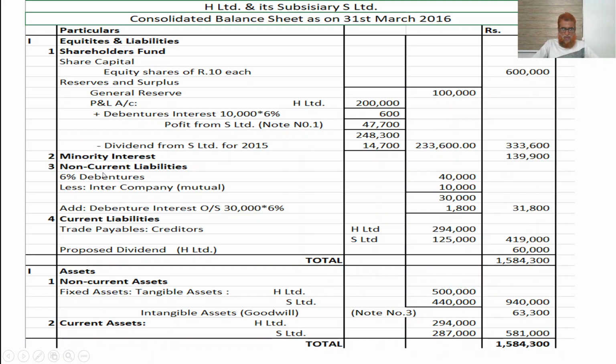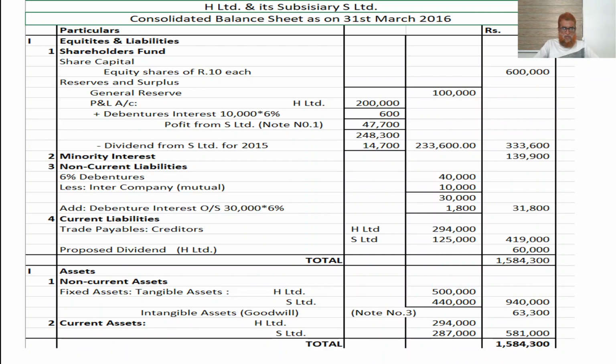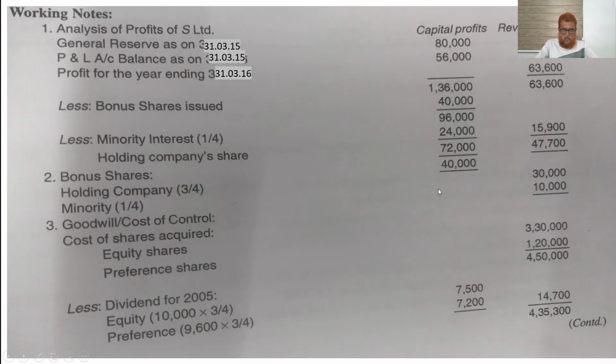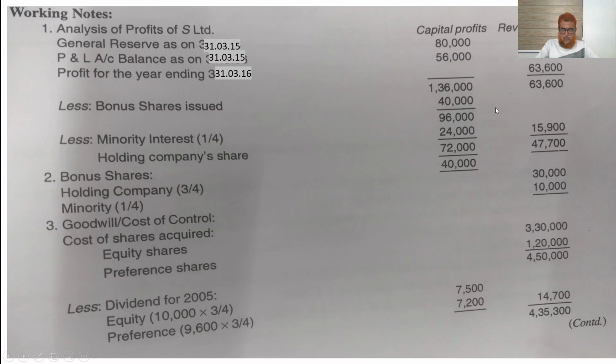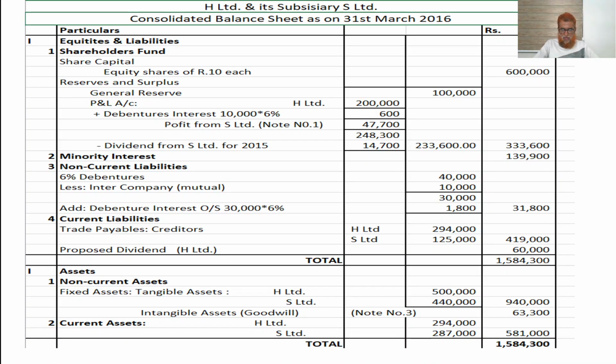Then non-current liabilities, we have 6% debentures. See here, 40,000. From that, there is an intercompany adjustment. It is not given in the adjustment, but it is given here. See, this is intercompany 10,000. Here we have 40,000 debenture. From that, this 10,000 intercompany should be deducted. So we have deducted that 10,000.